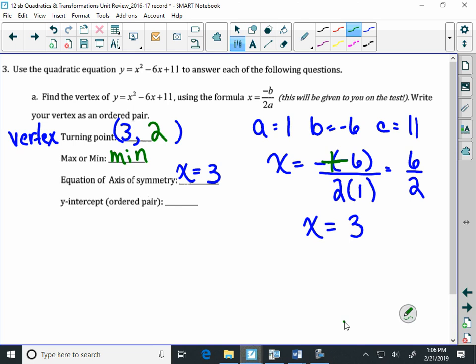Lastly, we want to identify the y-intercept, written as an ordered pair, and the y-intercept always has an x value of 0. And in our problem here, by the way, it's 0, c. So c in our problem we determined right at the beginning is 11.